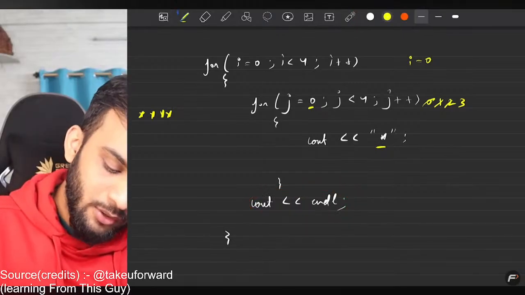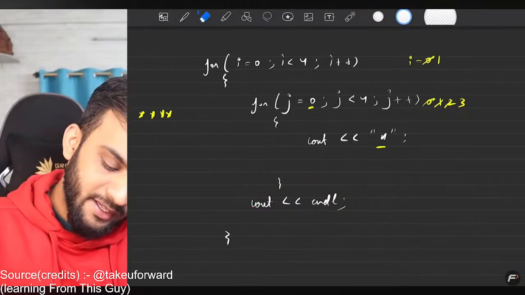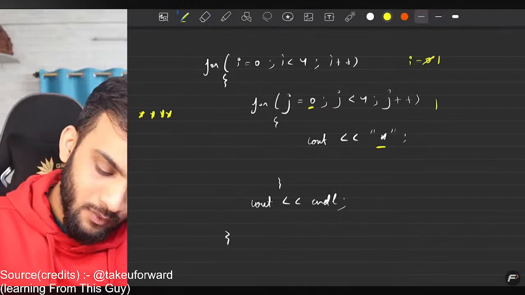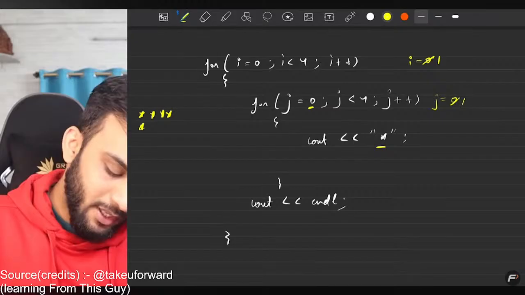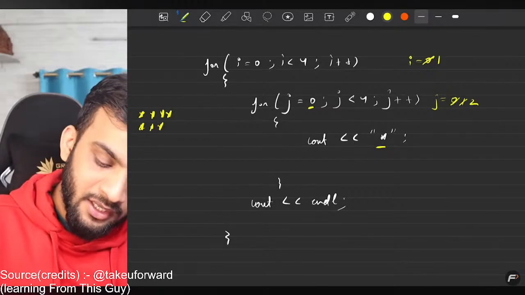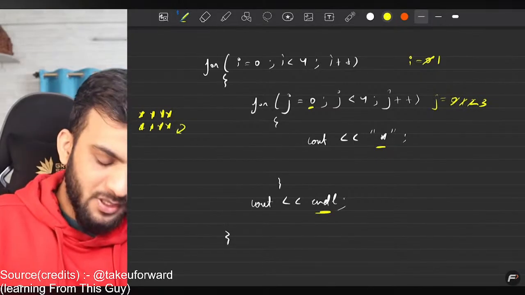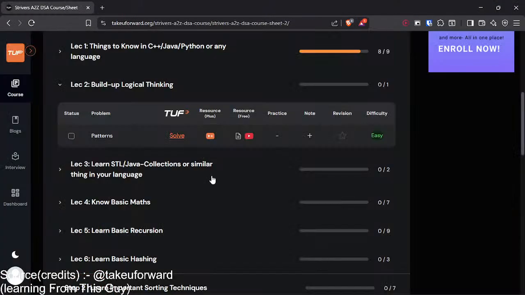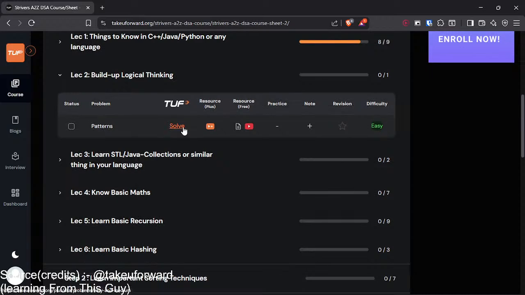When it goes to the new line, i is this time 1. And whenever i is 1, it again starts j from 0 and again starts printing. j becomes 1, again starts printing. j becomes 2, again starts printing. j becomes 3, again starts printing. And then the endl happens and it goes to the next line. Then i becomes 2.